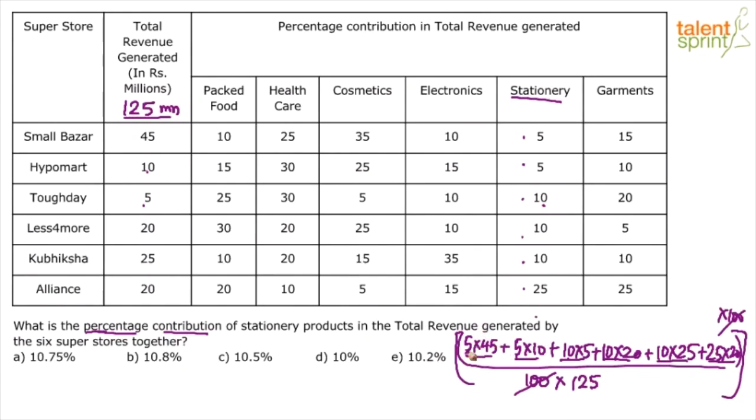You're able to follow. I am taking 25 common directly. You can cancel by 5 also. We can take 5 common in numerator and denominator. But instead of that, directly take 25 common. So one step gets reduced, right?